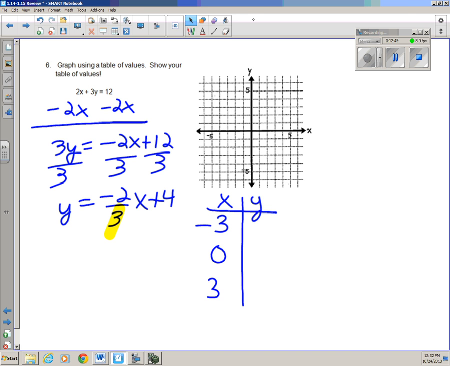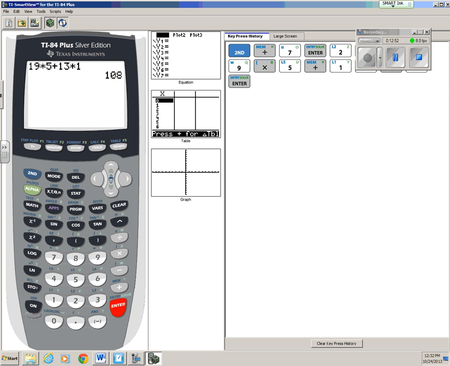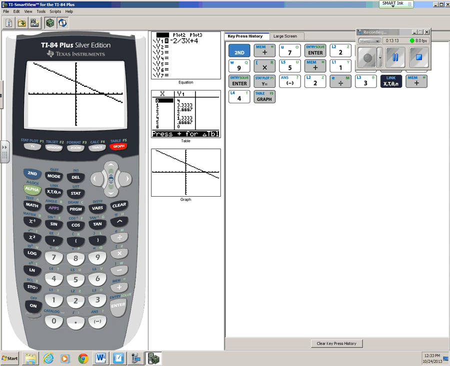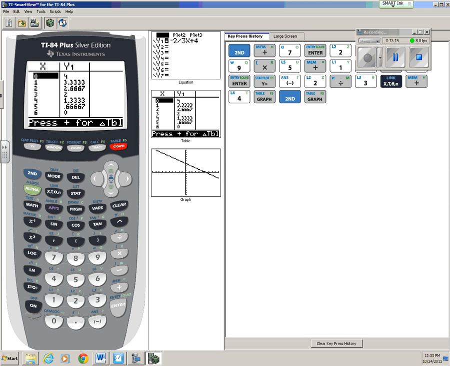Here's the calculator. I'm going to go to y equals, and I'm going to type in that equation: negative 2/3, or 2 divided by 3, my x theta button, plus 4. I can take a look at my graph, no problem. There's my negative slope. But now if I go to my table of values, second table, I've got all these numbers that pop up. Notice how some y values are decimals and some aren't. The ones that are not decimals are the ones I want to graph.